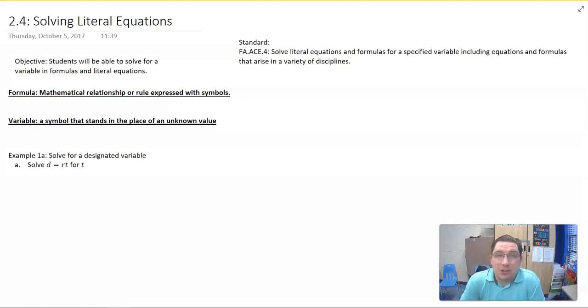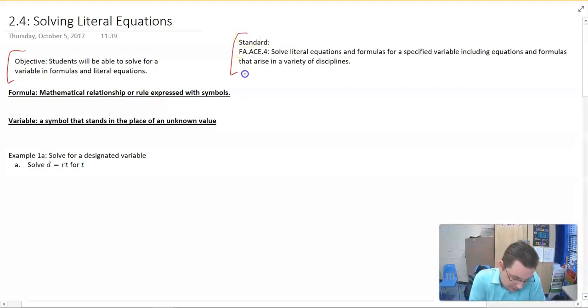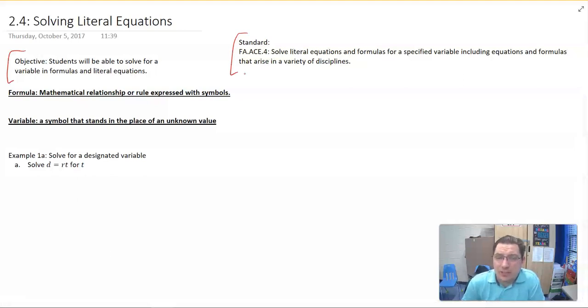Hi there, y'all. Today we're going to look at 2.4 on solving literal equations. In this section, the objective is that you'll be able to solve an equation with variables for a specific variable. And these are also called literal equations. And the standard is that we solve literal equations and formulas for a specified variable, including equations and formulas that arise in a variety of disciplines.